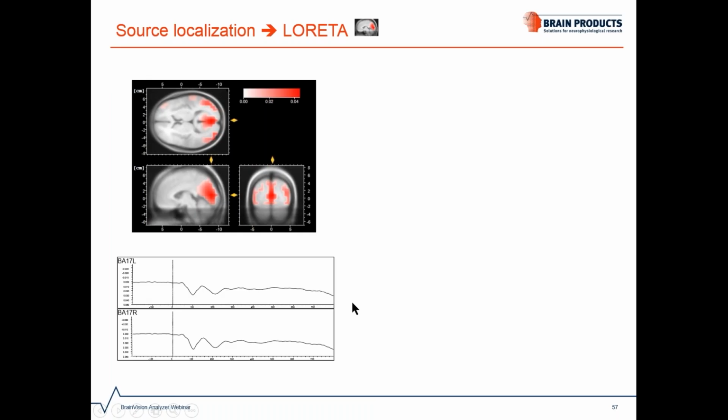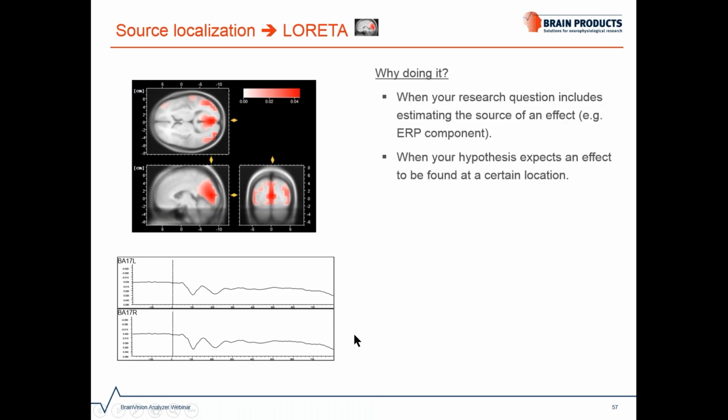The second way is to look at the estimated source signal, the activity over time estimated at a specific location. Here lateral Brodmann areas BA17 left and right are shown. So if your research question entails the estimation of sources because it asks to localize an effect, LORETA can help you do this. On the other hand, you might have a hypothesis which tells you which area shows an effect most prominently, which is why you would look at the source signal.